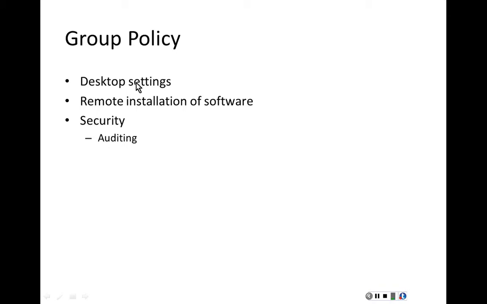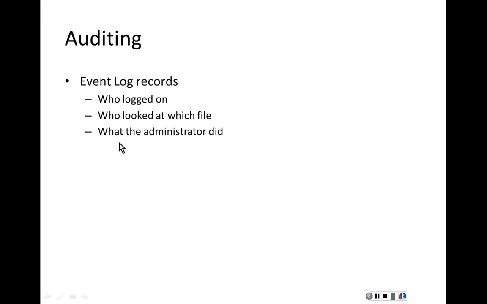Desktop settings, so we can give everybody in the company the same desktop, the same screen background. Remote installation of software, whereby we use group policy to push applications down to workstations. And group policy can be used for security, and part of security is auditing. So let's look at auditing.